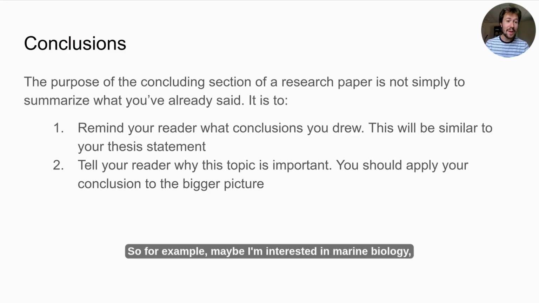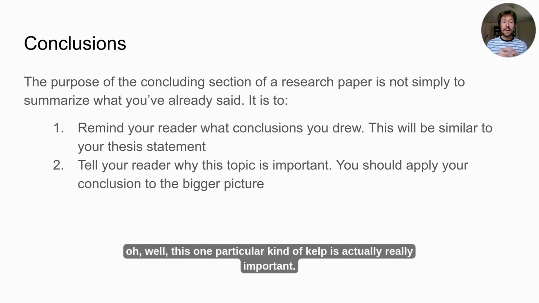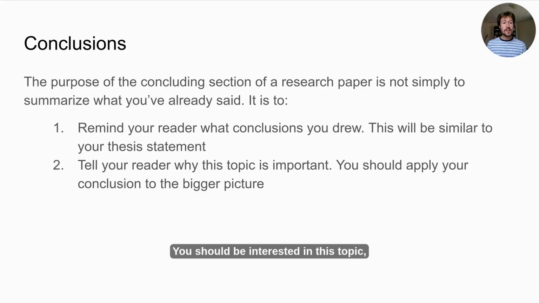So for example, maybe I'm interested in marine biology, and so I'm writing a paper about different species of kelp in the ocean and what they do for the ocean. In my concluding paragraph, I should tell the reader why this is important, why this applies to a bigger picture. So I might say something like, oh, well, this one particular kind of kelp is actually really important. You should be interested in this topic and you should care about it, because this kind of kelp provides 25% of all of the oxygen in the world, or something like that. Tell the reader why this is important.